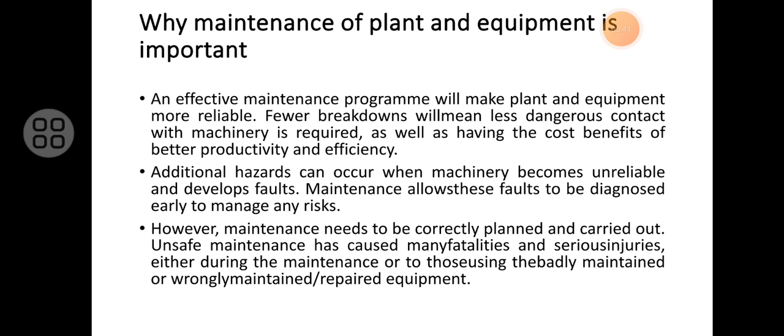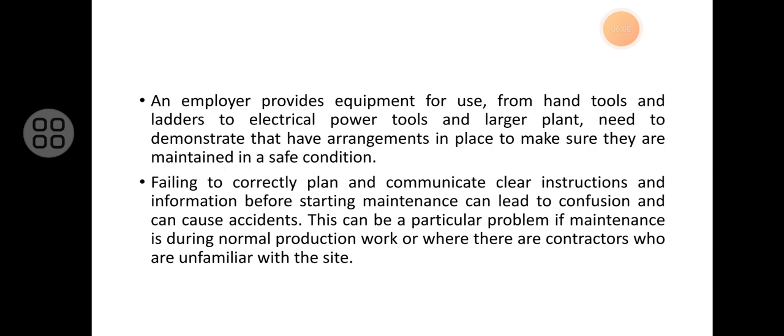An employer provides equipment for use. From hand tools and ladders to electrical power tools and larger plant, they need to demonstrate that they have arrangements in place to ensure they are maintained in a safe condition. Hazards can occur if tools break during use, or machinery starts up unexpectedly. There can be contact with materials that are normally enclosed within the machine, for example caused by leaks, breakage or ejection.